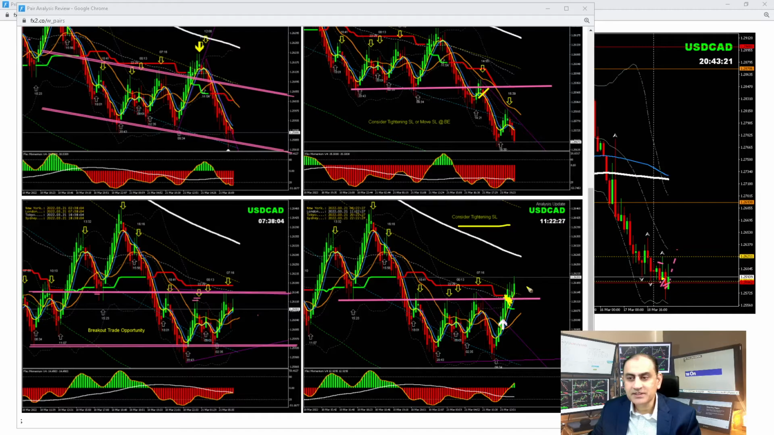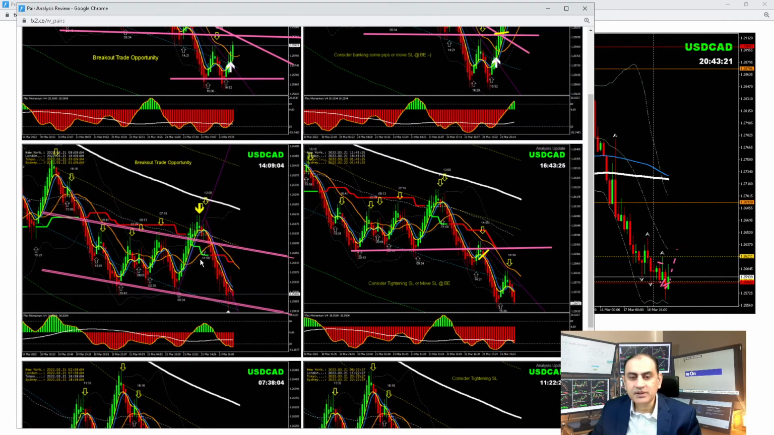I explained to my trader, consider tightening your stop loss. And what happened? Price came back. Okay, no problem. So price developed a false breakout at this level, and I explained to my trader to look for this channel that developed. So we're not going to enter as long as the price is not going to break this structure.